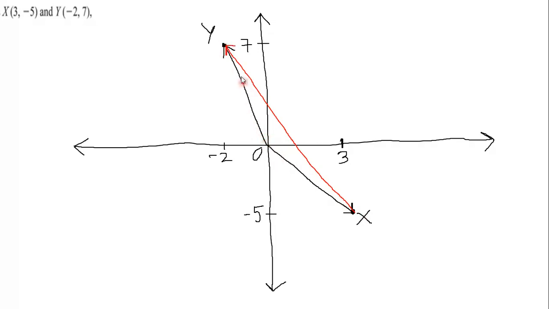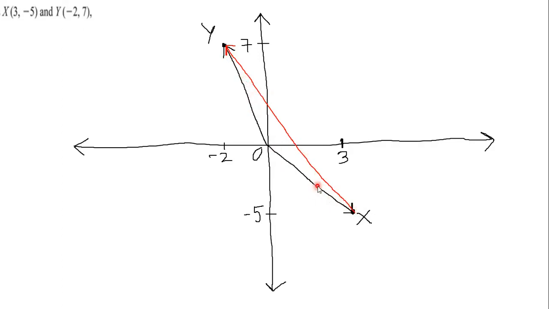But where's the vector XY? The vector XY means that we're going to start at X, we're going to get to Y. And so that is the vector XY right here, represented in red. And so the question is, how can we start at X and get to Y without passing through this red line?